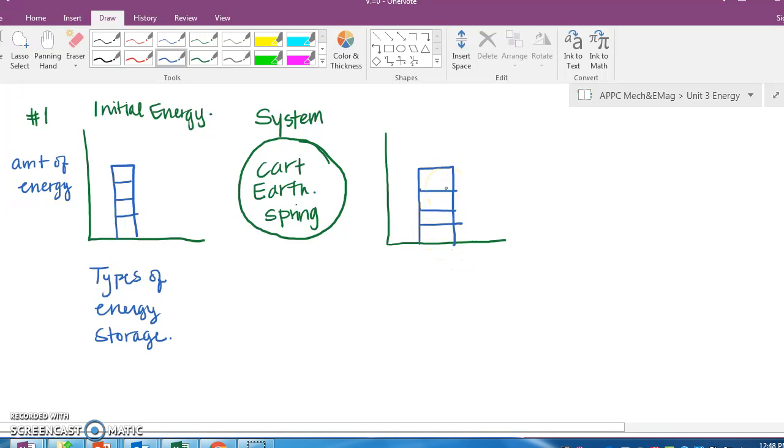stored in what is interacting with the cart to make it stop? The earth, the gravitational force. And so there will be some sort of energy stored in the interaction between the earth and the cart. So E stands for energy. My subscript represents what is doing the storing. So E sub S is energy stored in the spring. E sub G is the energy stored in the gravitational field, or due to the earth. So far, so good?